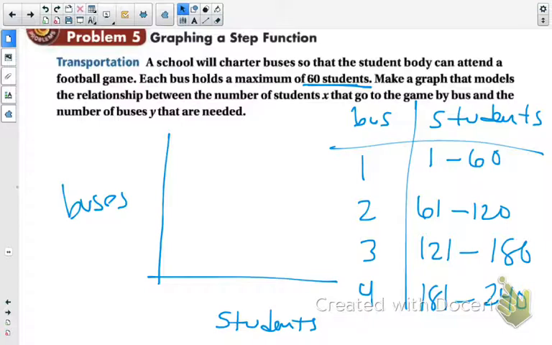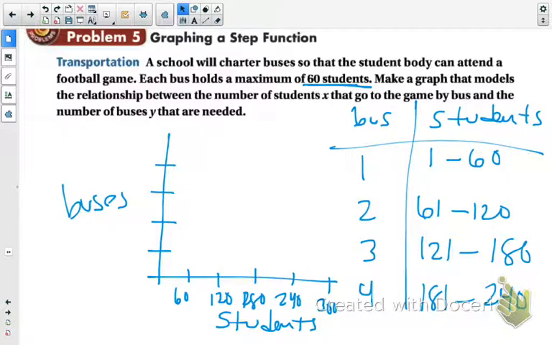So if we want to graph this, our buses are Y, so I'm going to go up to 4, 1, 2, 3, 4. My students are going up by 60, so I'll go by 60s here. So that's 60, 120, 180, 240, 300.